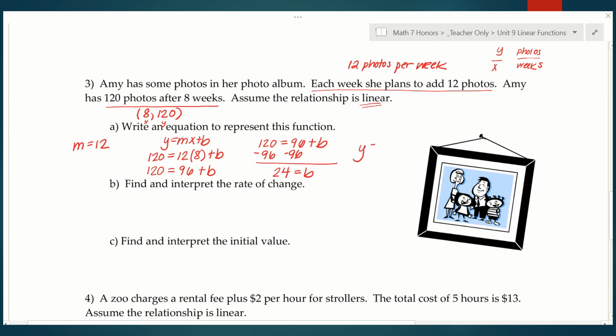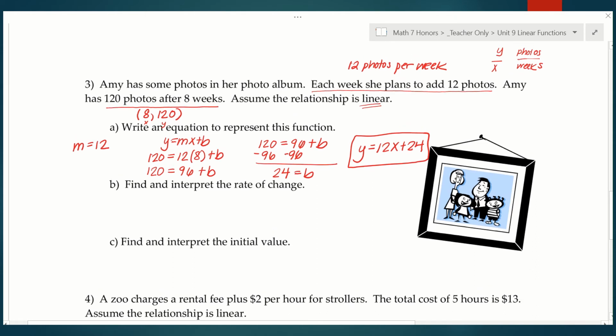Now that I have m and b, my slope and y-intercept, I can put it together. My equation is y equals 12x plus 24. All right, find and interpret the rate of change. We've done this. The rate of change, or the slope, is 12. What does it mean? We already wrote it right up here. It means that she's adding 12 photos per week to her photo album. So Amy adds 12 photos per week to her album.